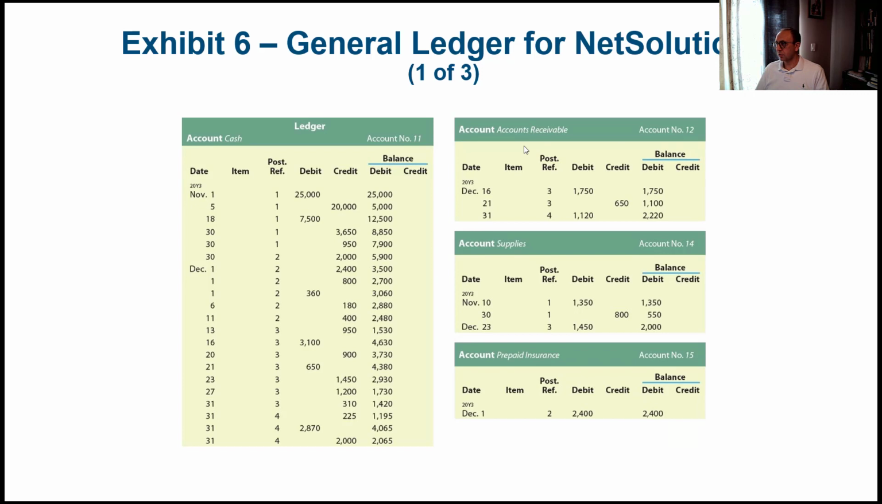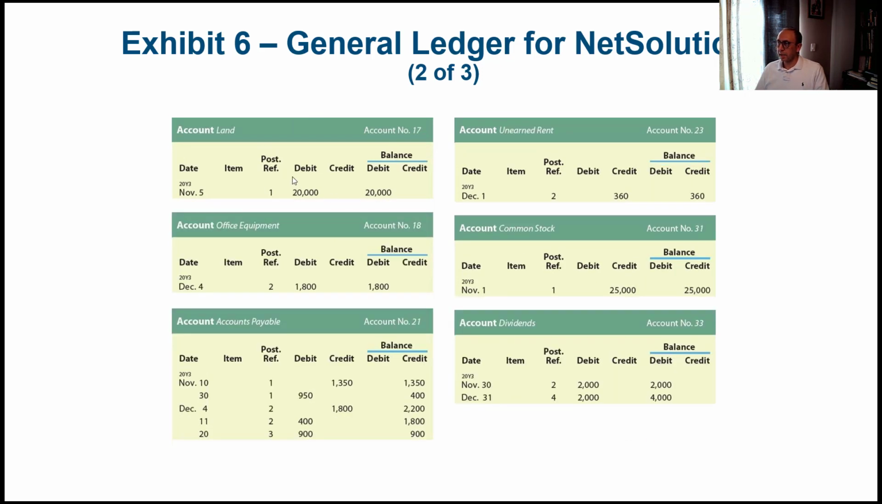Then the same thing for accounts receivable. It's an asset. It has the account number here. We have also the date column, the post-reference, the debit and credit columns showing the transactions impacting the account, and then the balance. And you can see that since accounts receivable is an asset, it always had a debit balance. We also had supplies, which is another asset, prepaid insurance. All of these have ending debit balances. Land was another asset, office equipment, and that was the last asset that we had for this business.